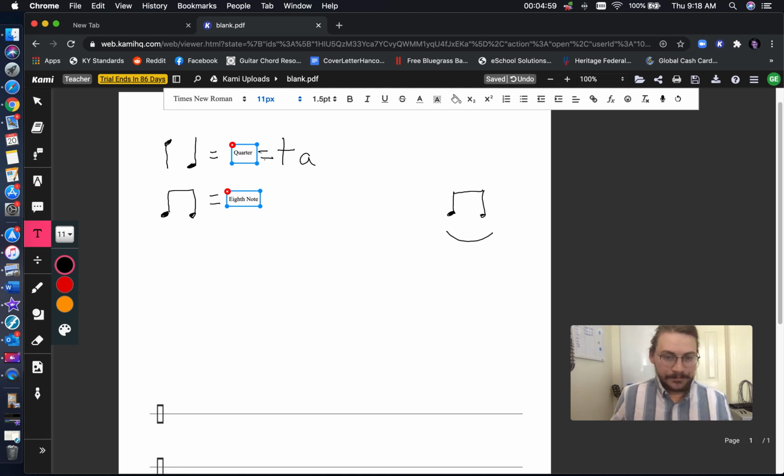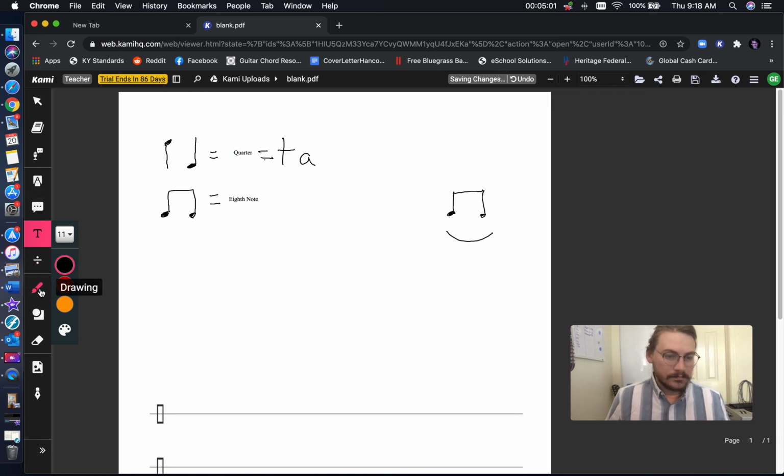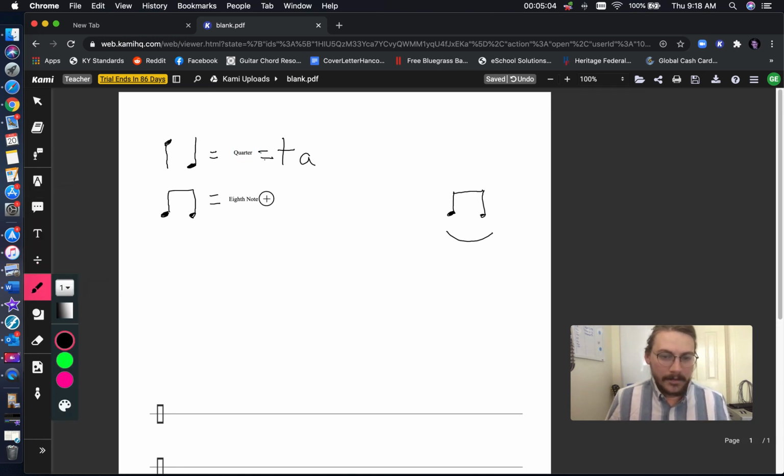Let's see if my text tool decides to switch quicker this time. Oh, look at this. It takes a long time switching between. Why are you so slow?